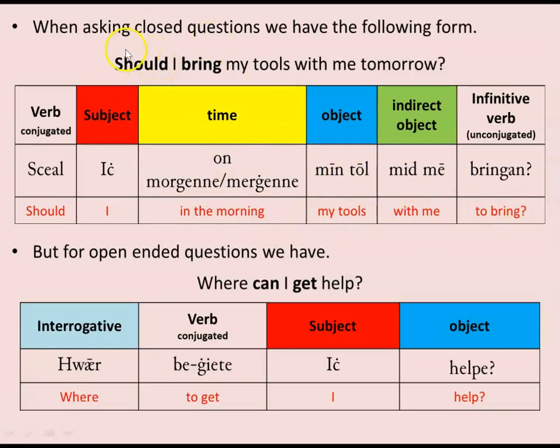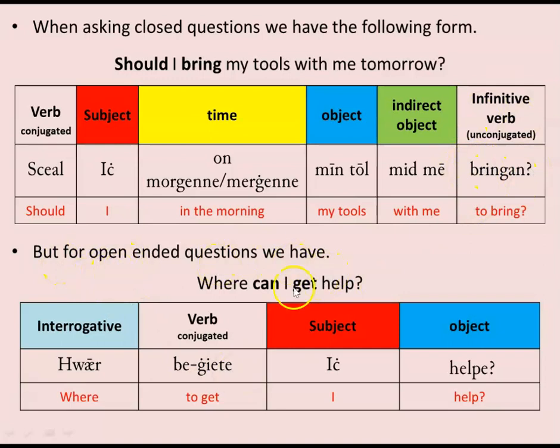Notice here, should is the first verb. It's conjugated. It goes to the very beginning of the sentence. Just like today in modern English, when we're asking a closed question like that. Again, verb goes right up the front. Should, right up the front. Okay, so shall ich on morgen min tal mit me bringen? Okay, notice the second verb here went to the end in its infinitive form.